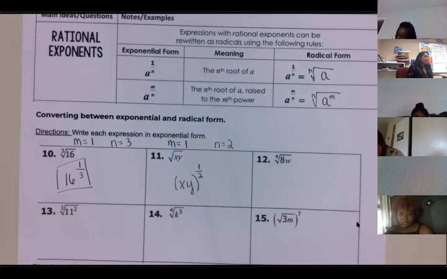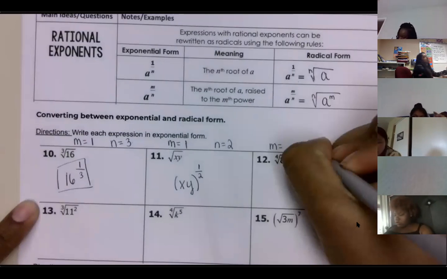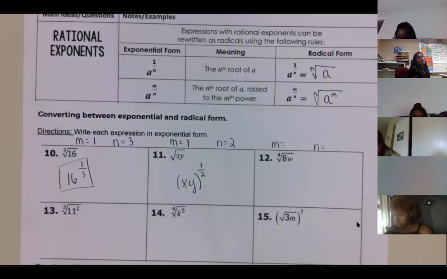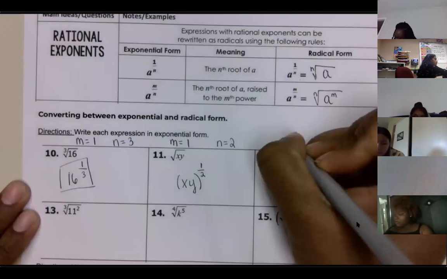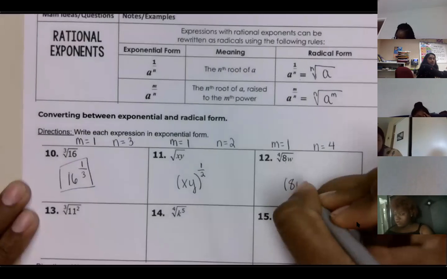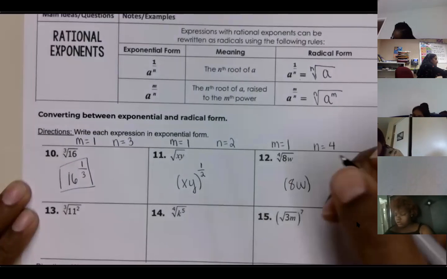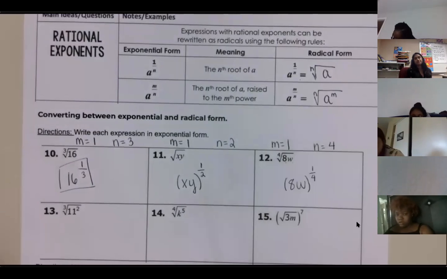All right, now I'm going to ask you all to help me out. So for number 12, we've got the 4th root of 8w. So we have to find the m and the n. What's my m, what's my n? What do you have for me, Sandra? Your m is 1 and your n is 4. Good job. You have a number and a variable underneath the radical, so make sure you put them in parentheses. So 8w in parentheses, and then m over n, 1 over 4.